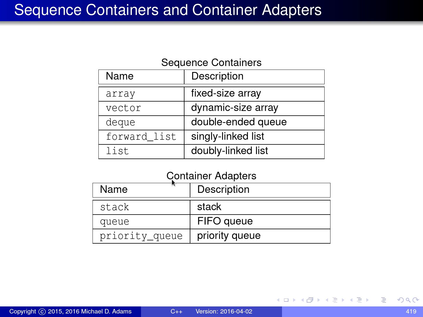Then we have what are called container adapters. A container adapter provides some special behavior on top of a sequence container. For example, a stack container adapter could be used to provide a stack interface to a vector container. So we have three different container adapters. The first is a stack, which essentially provides a stack interface to a container. Queue, which provides a FIFO queue, first in, first out queue, interface to a container. And priority queue, which provides a priority queue interface to a container.